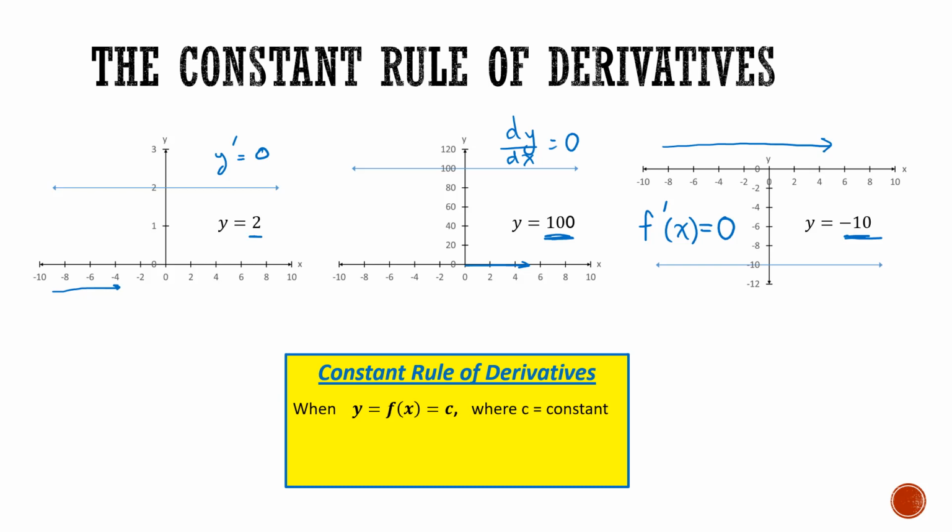We write this in your formula sheet: when y is equal to some constant c, or f of x is equal to some constant c, our derivative is equal to 0. And there is the constant rule of derivatives.